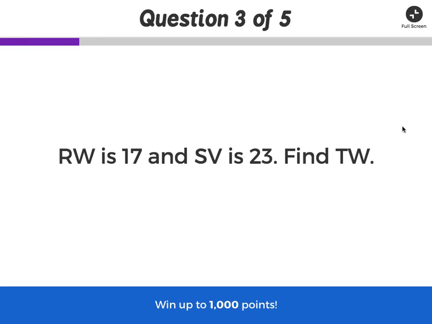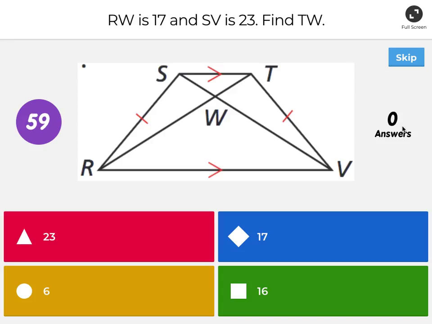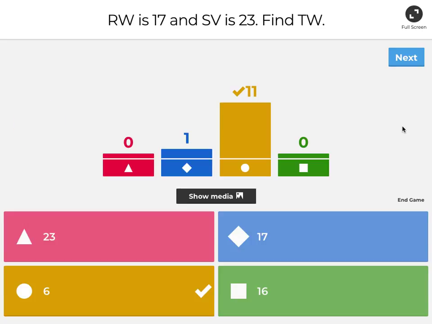Okay, RW is 17 and SV is 23. Find TW. Just take a look at it. Alright, RW is 17, SV is 23, so what do I know about TW? They have to add up to 23, so 17 plus 6 is 23. Good job, class, you nailed it.